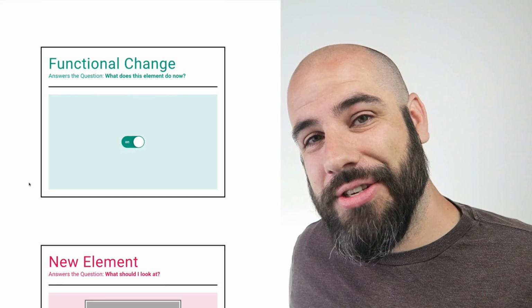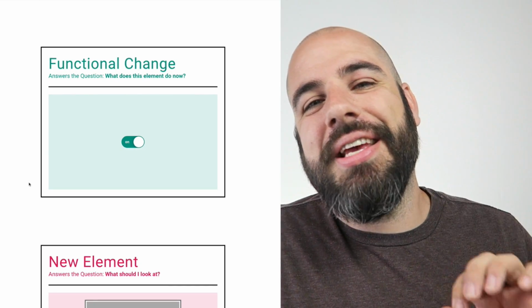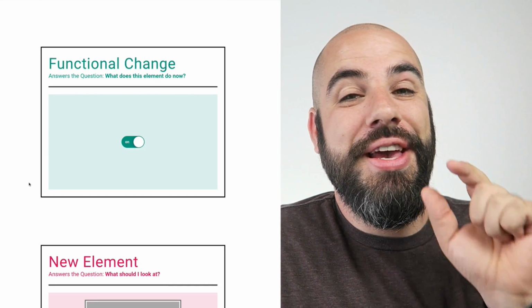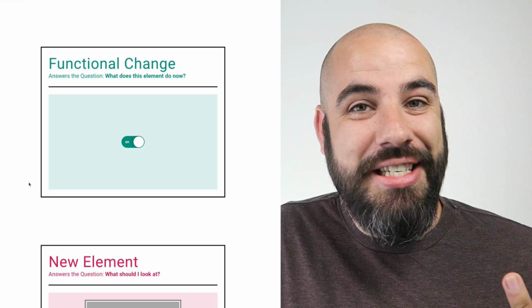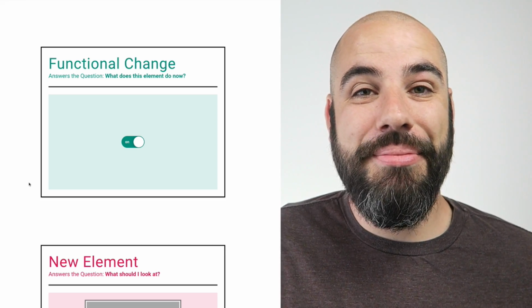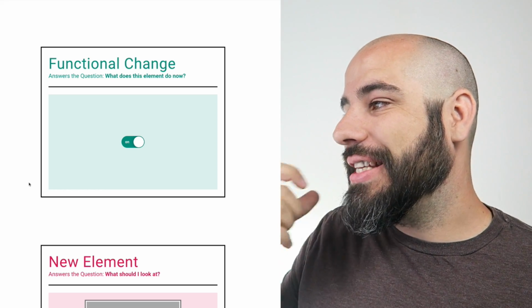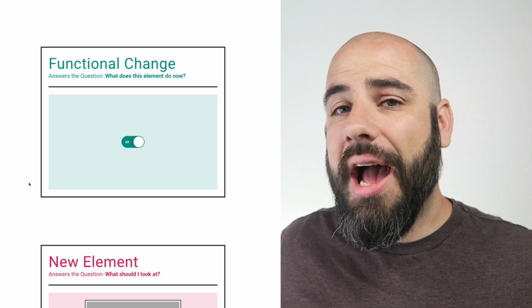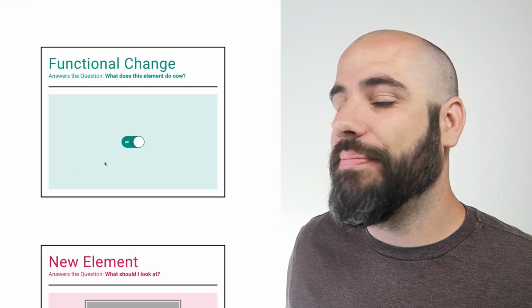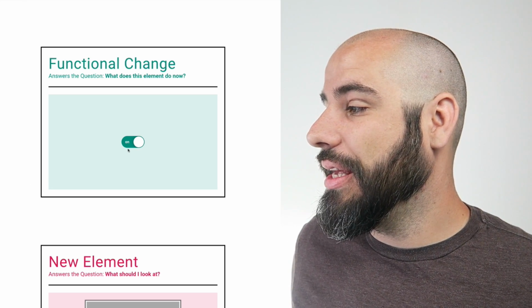Functional change. There's a really interesting pattern in UX where the thing that we clicked on, after we clicked on it, it has a different function. The button means something else, okay? So this animation answers the question, what does this element do now? So here we have just a basic toggle. You've seen these a million times.